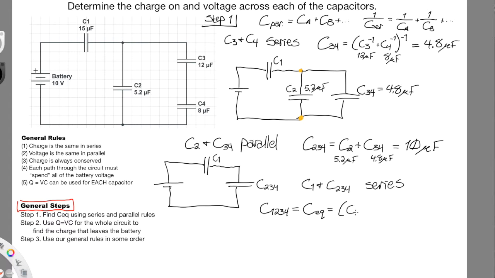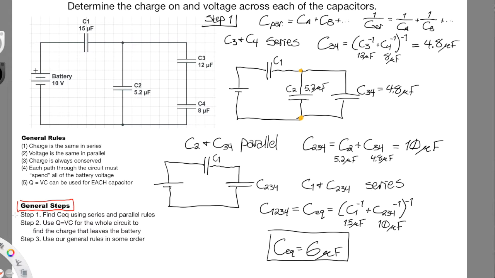So that is the equivalent or total capacitance. It will be C1 to the negative first power plus C234 to the negative first power, all to the negative first power. And we get our equivalent capacitance is 6 microfarads. Just to show you what numbers we're using, C1 is 15 microfarads, and C234 was 10 microfarads. So we have found our equivalent capacitance. Step 1 is complete.